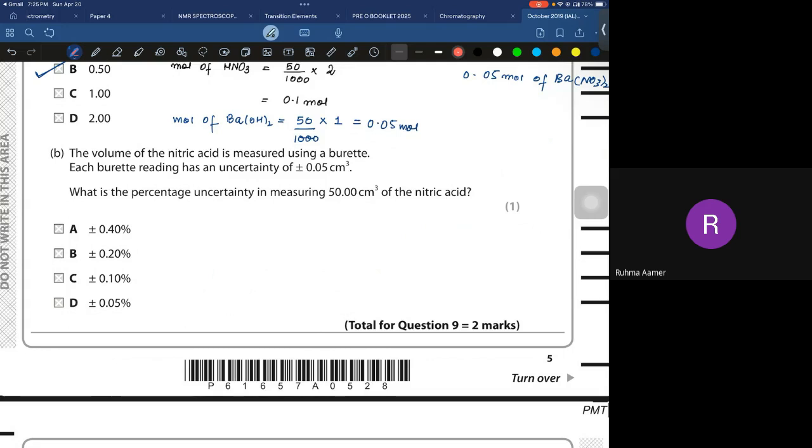You must know the formula to find out the percentage uncertainty. They have given you plus minus 0.05. I'm going to multiply it by 2 and divide it by the volume that they have given to you, that is 50, multiplied by 100. So the answer would be 2 into 0.05, that is 1 upon 50 times 100, that is 0.2. B is correct. You must know the formula in this question, okay?